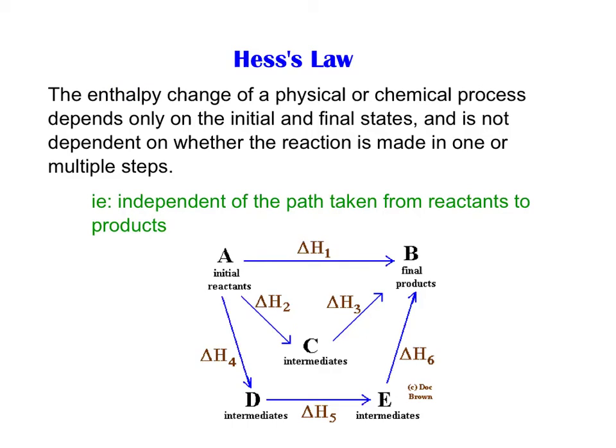So in that case, we can use Hess's law. Hess's law says that the enthalpy change of a physical or chemical process depends only on the initial and final states and is not dependent on whether the reaction is made in one or multiple steps. So this basically says that there can be different side reactions happening, as long as we always reach the same products from the initial reactants, the change in enthalpy will always be the same.